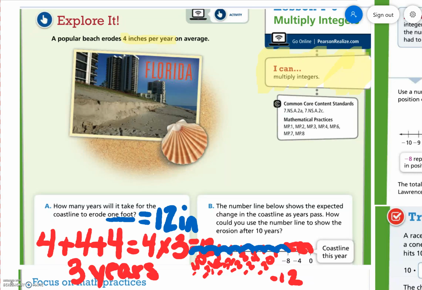Yep. And also, if you think about it, eroding means going backwards, so that's -4. And we're doing it for 10 years. -4 times 10, -40. But we will talk about that more in the lesson.